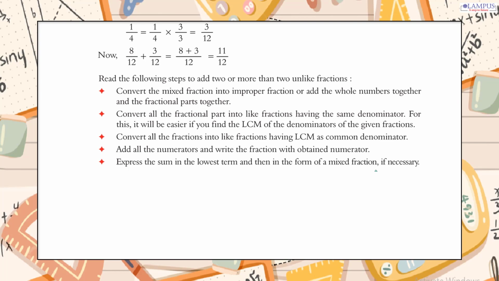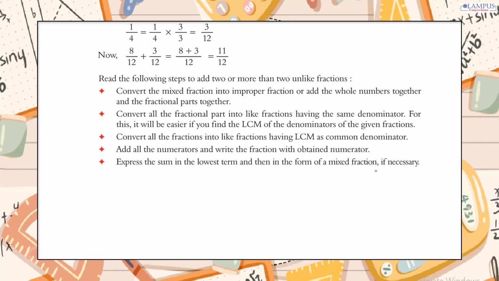Read the following steps to add two or more than two unlike fractions. Convert the mixed fraction into improper fraction or add the whole numbers together and the fractional parts together. Convert all the fractional parts into like fractions having the same denominator. For this, it will be easier if you find the LCM of the denominators of the given fractions.